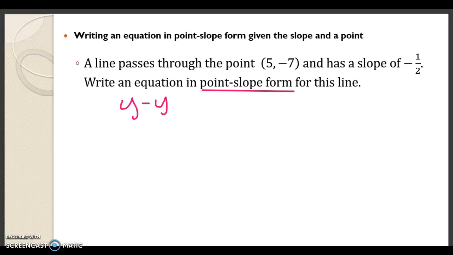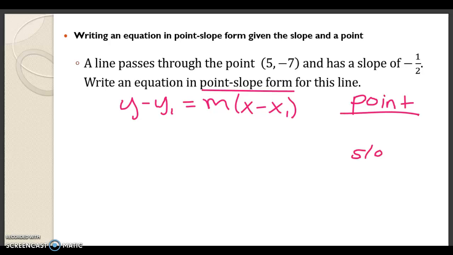y minus y1 equals m times x minus x1, where we need a point and we need a slope for point-slope form. The point is (x1, y1) here, and your slope is m, just like our other lines.